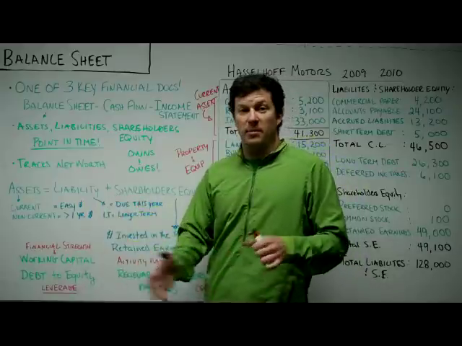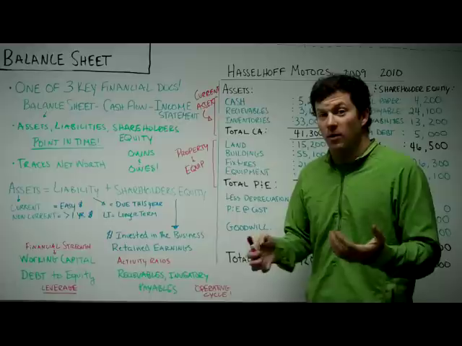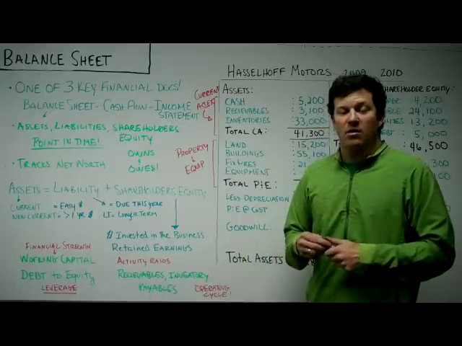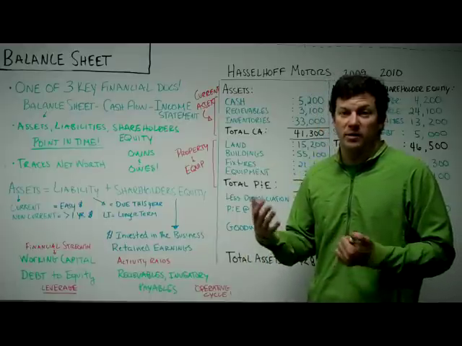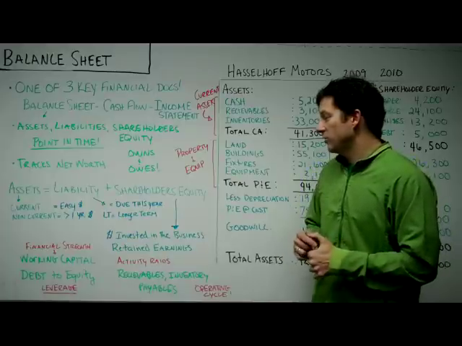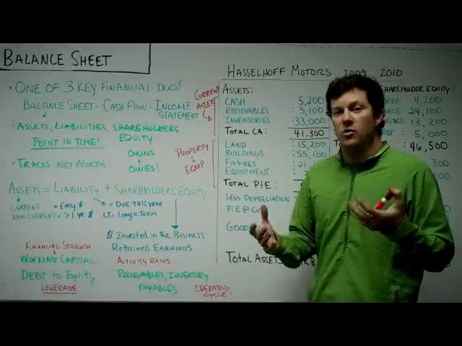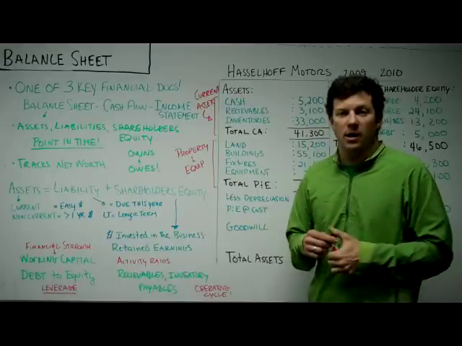Liabilities. Liabilities are things like money that you owe. Liabilities are costs and things associated with running the business. And then shareholders' equity is the value that the shareholders hold inside the company.